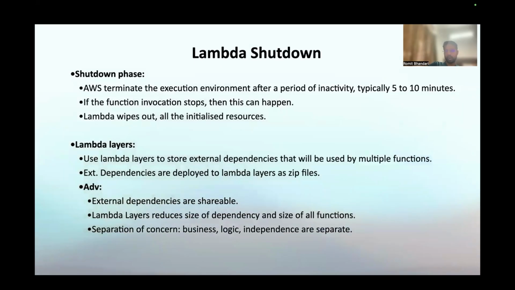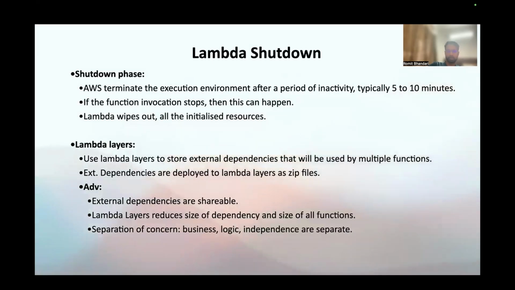So you use Lambda layers to store external dependencies that will be used by multiple functions. Now you can optimize the dependency imports where multiple functions use the same dependency imports, and you are not unnecessarily having external dependencies getting stored or getting created for each and every new function. So what you can do is you can use Lambda layers to store the external dependencies, and external dependencies are deployed to Lambda layers as zip files.